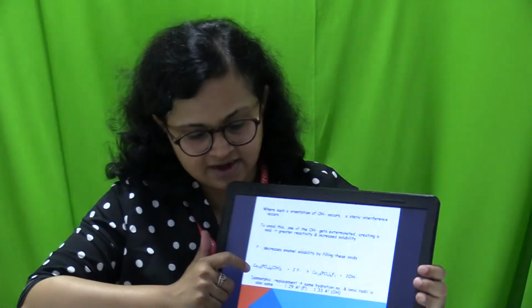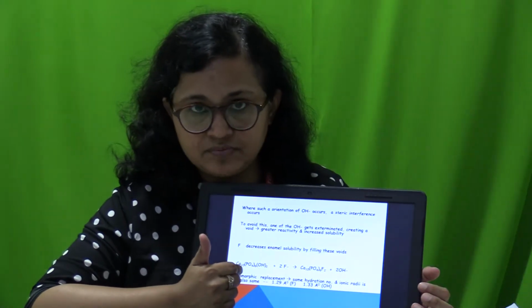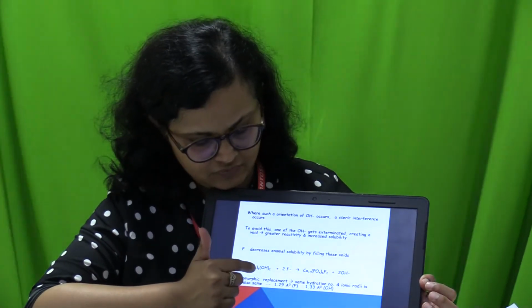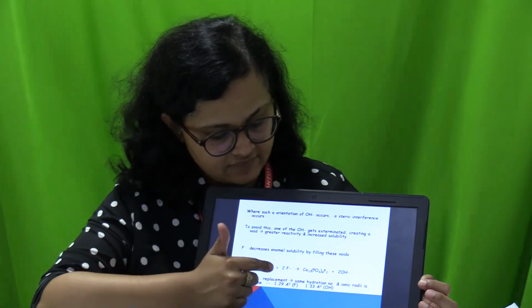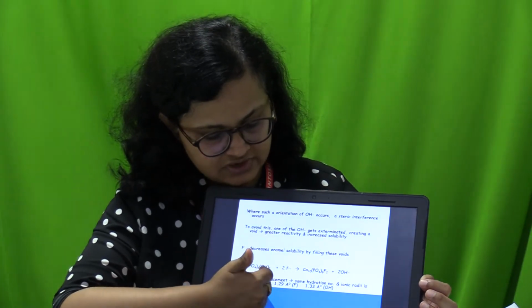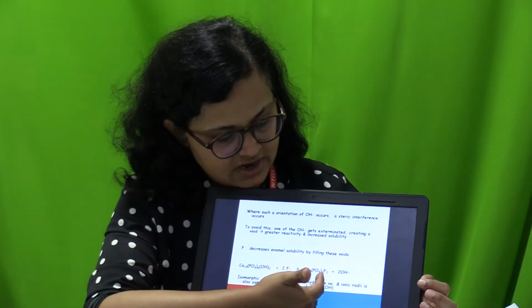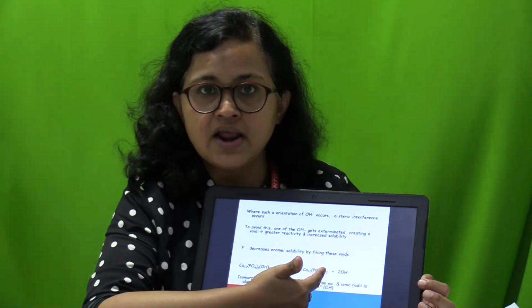So what is the chemical formula? I'll say that hydroxyapatite is Ca10(PO4)6(OH)2, that is, hydroxyl twice. When we add two fluoride ions, the hydroxyl ions are replaced by fluoride, so it becomes fluorapatite.